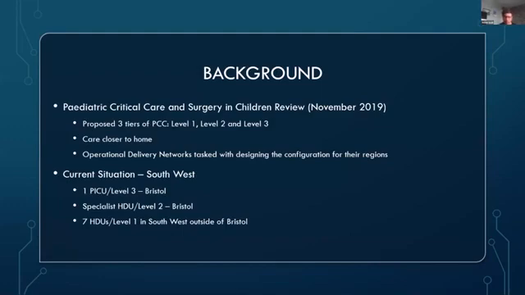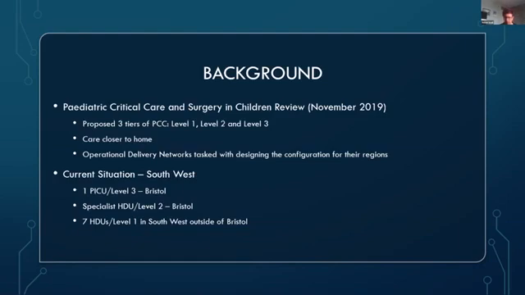In November 2019, the Pediatric Critical Care and Surgery in Children Review was published. Within it, it proposed 3 new tiers of pediatric critical care: level 1, which is high dependency; level 2, which is specialist high dependency, so slightly more specialist care; and level 3, which is intensive care. It also recommended bringing care closer to home by bringing the level 2 units geographically closer to home. And it tasked the operational delivery networks, or ODNs, with designing the configuration of this new system for the regions that they cover.